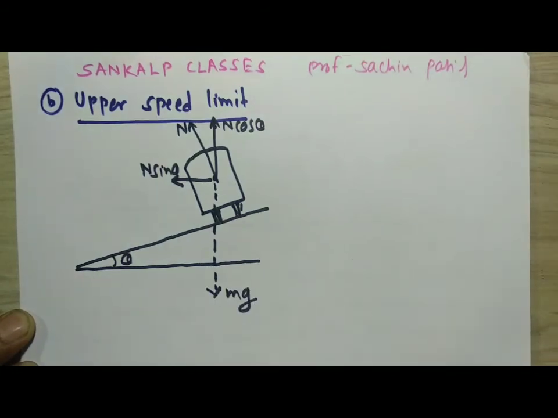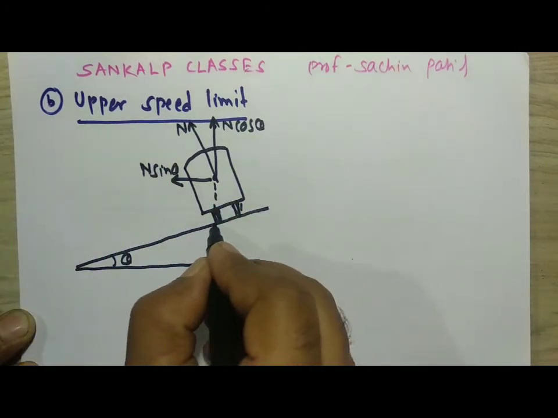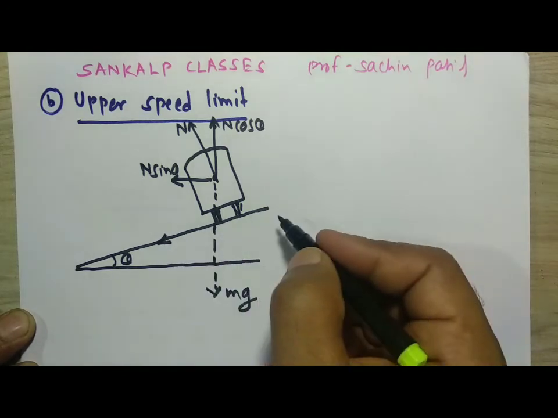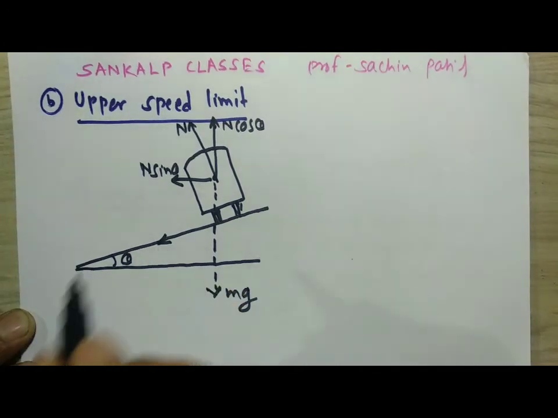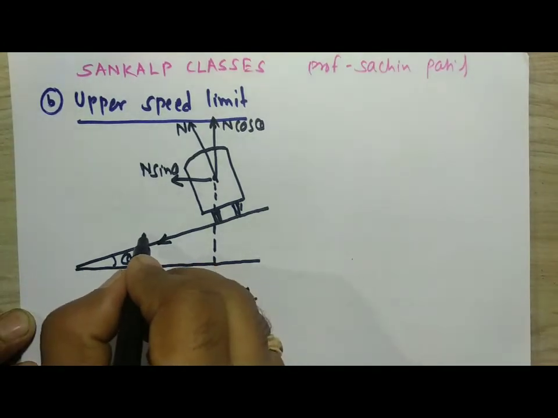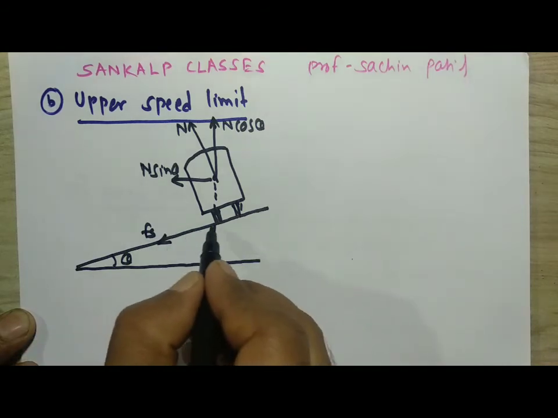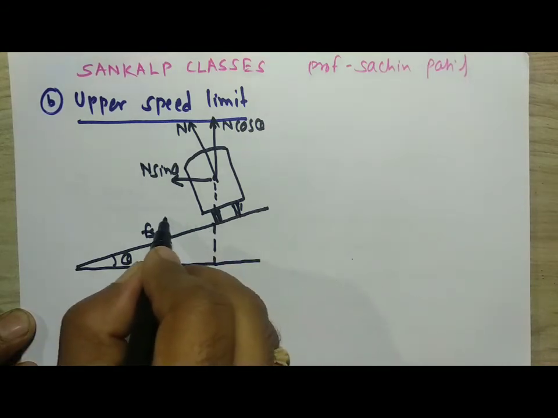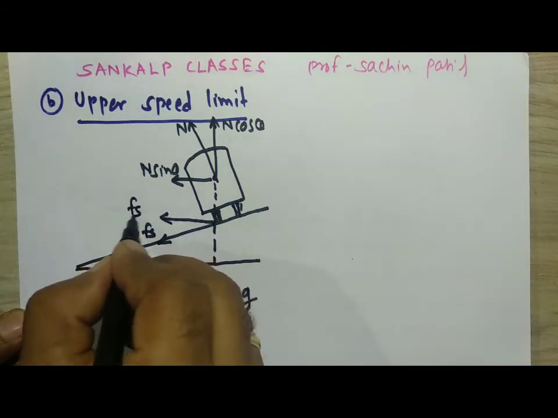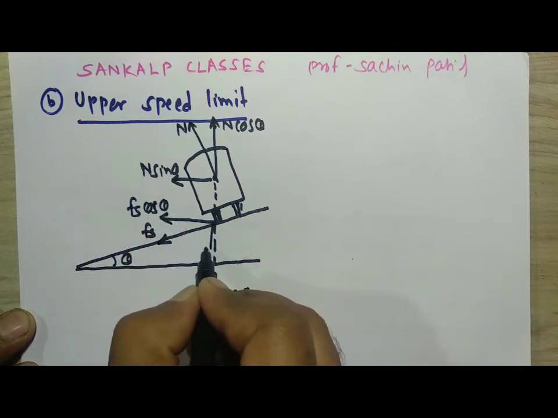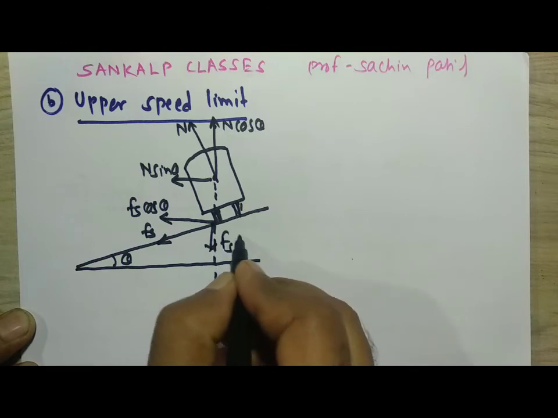Now the friction force is acting towards the center, and therefore the friction force between the tires and road is acting along the inclination towards the center of that circle, and this fs is acting in the downward direction. Later, to consider here, it is divided into two parts. One is fs cos theta and another is fs sin theta.